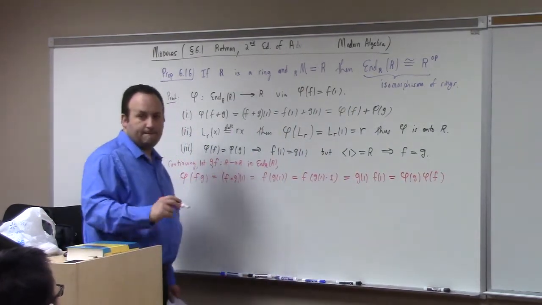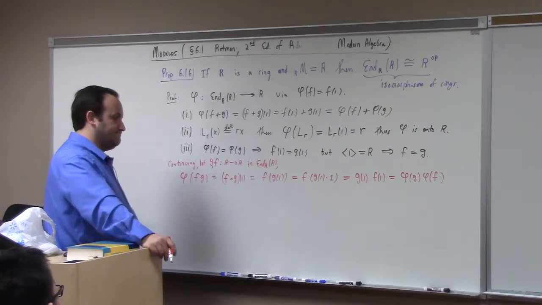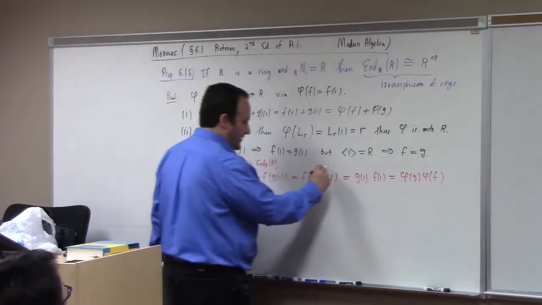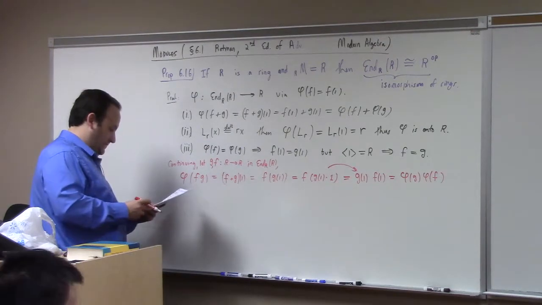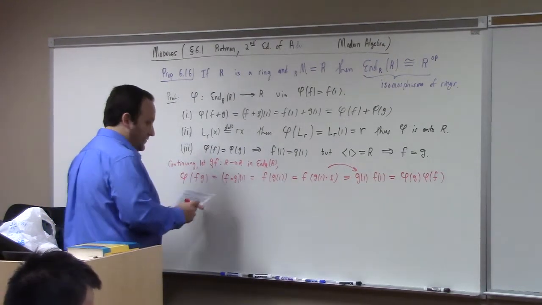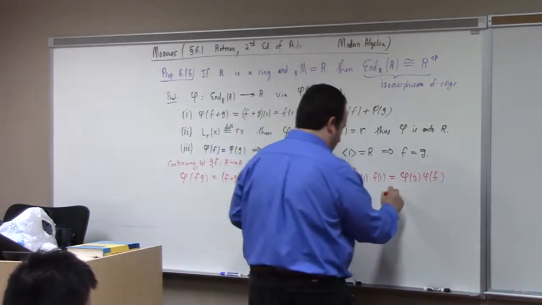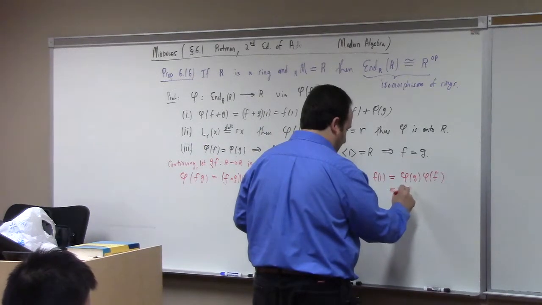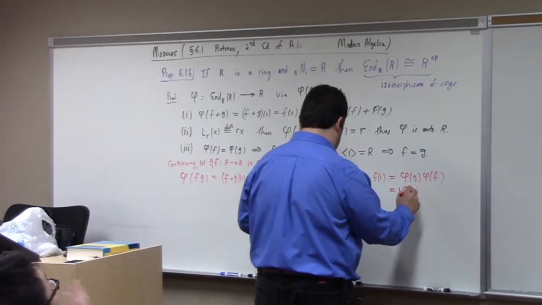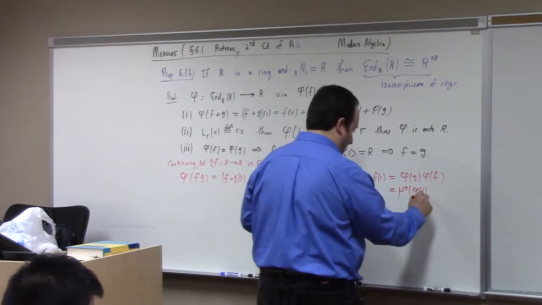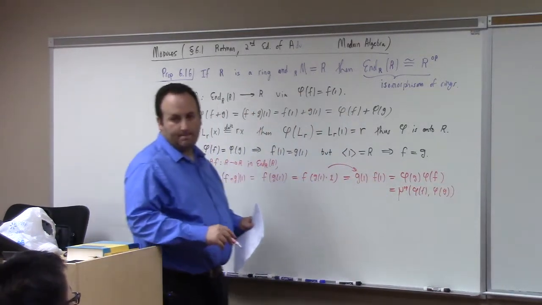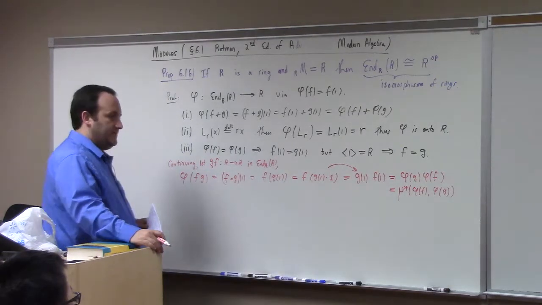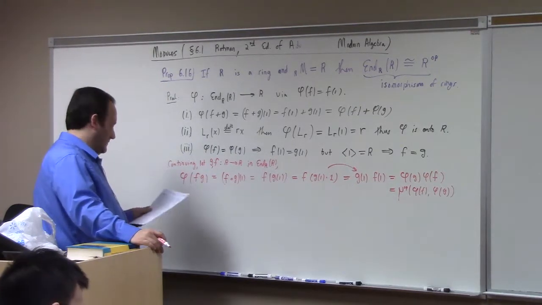You said this because f is an R map. Yes, this step right here. In other words, this is the opposite multiplication acting on phi of f comma phi of g. It's the opposite multiplication on fg.